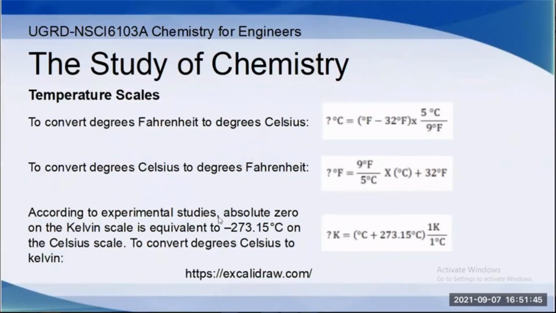Then the last one, we have Kelvin. So Kelvin is simply degrees Celsius plus 273.15. So whatever the value in Celsius, you just add 273.15. That's Kelvin, right? There's actually another temperature scale, but it is not as popular and not as used as the other three.